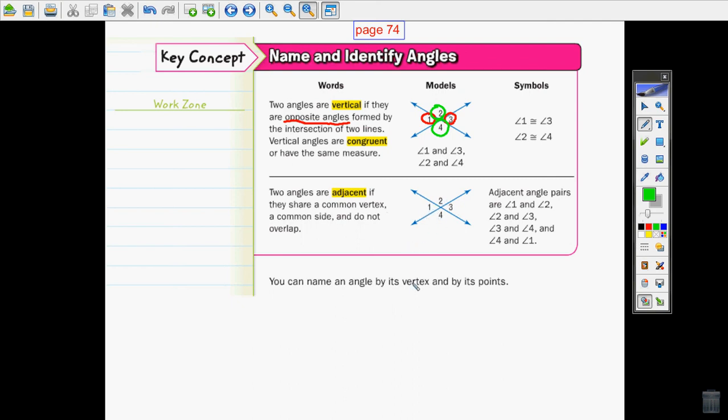1 and 4 are adjacent. If you notice 2 and 4, those are not adjacent. They are not next to each other. Those are vertical angles, 2 and 4, as we saw up here. So you've got to make sure you understand the difference between vertical angles and adjacent angles. Vertical is when they are opposite from each other, across from each other. Adjacent is when they are next to each other.